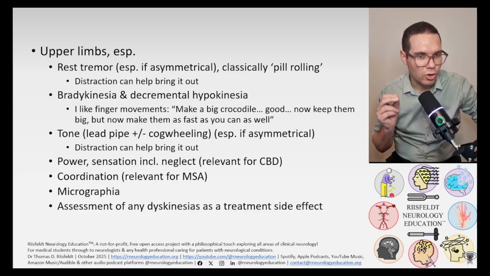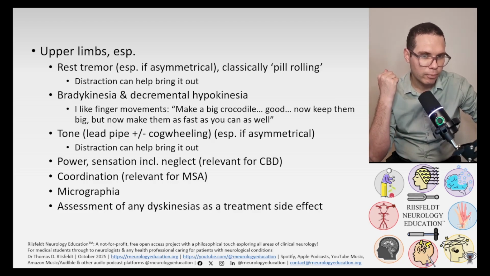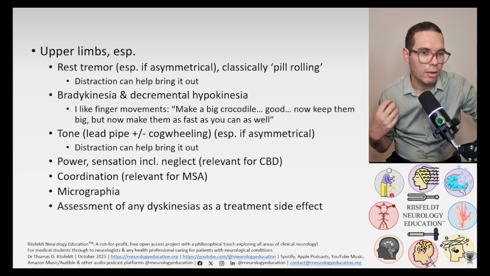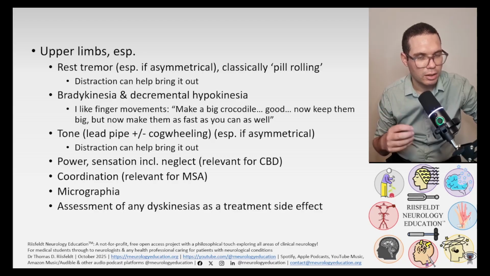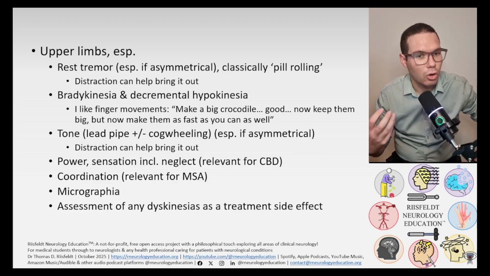So it doesn't matter whether you move the joint quickly or slowly, the tone should still be increased the whole way through, in contradistinction to an upper motor neuron lesion affecting the pyramidal tracts, the corticospinal tracts, which conversely causes a velocity-dependent hypertonia or a spastic or clasp knife hypertonia. So just to reiterate, the increased tone in Parkinson's disease and related extrapyramidal conditions is rigidity, described as a lead pipe rigidity. And if there is a superimposed tremor, then the patient may have cogwheeling.